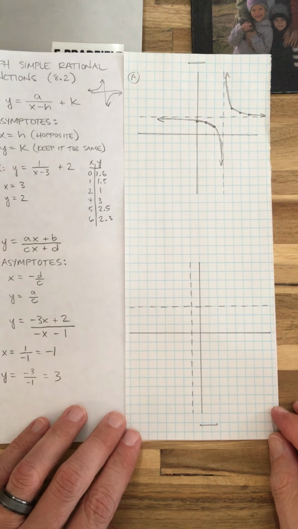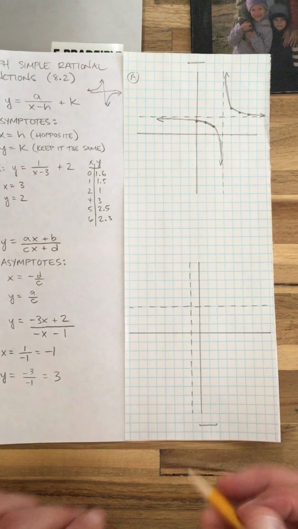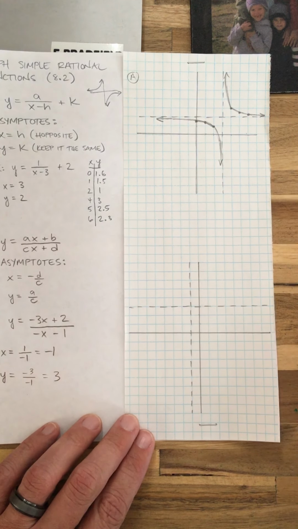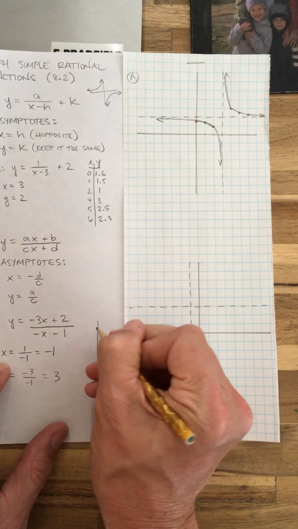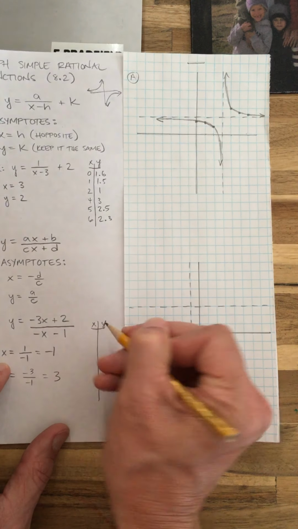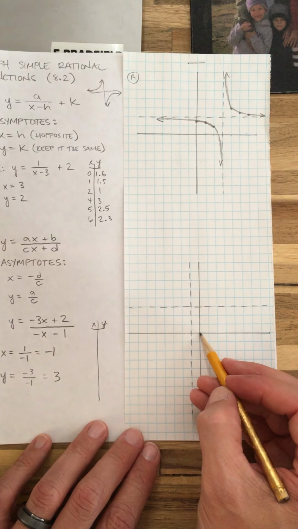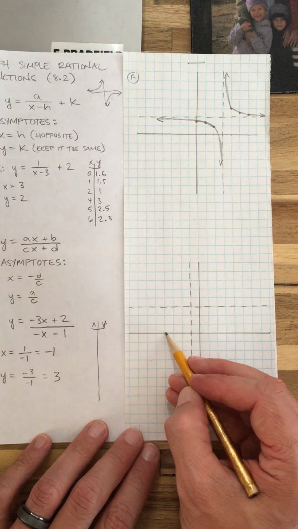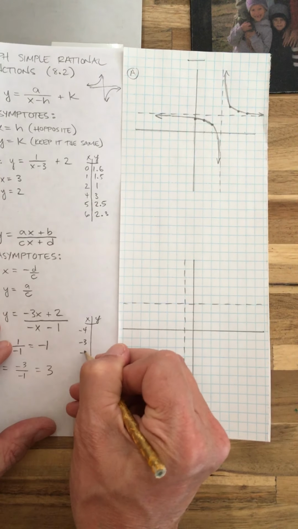Okay, all right, and now all we have to do is plug in 3 values to the left of my vertical asymptote and 3 values to the right of my vertical asymptote. So here's my t-chart, x and y. Let's try these 3 values to the left: -1, -2, -3, and -4. So I'm going to have -4, -3, and -2.